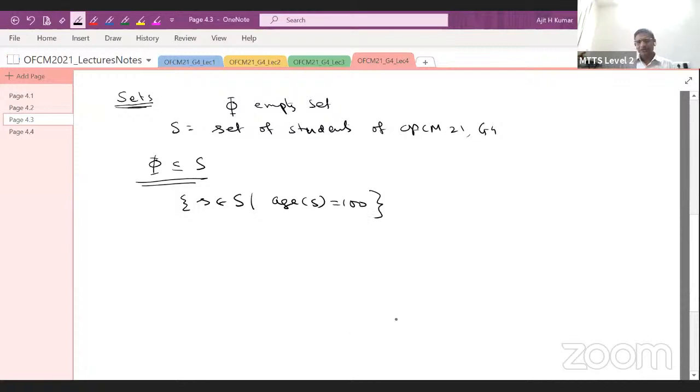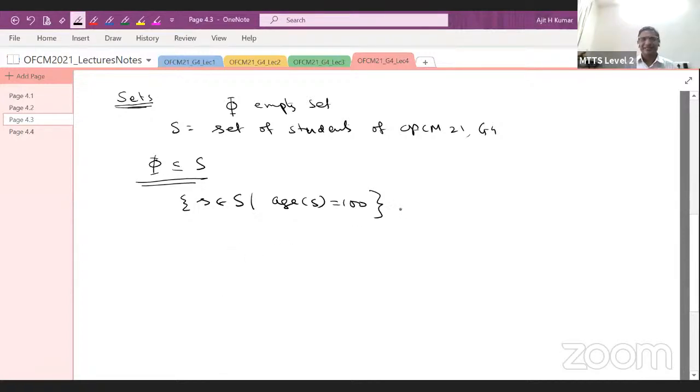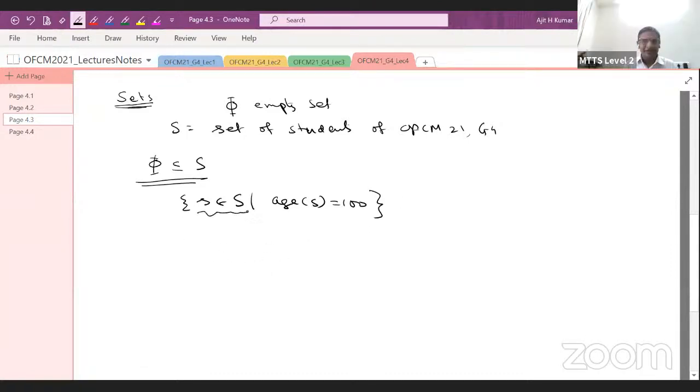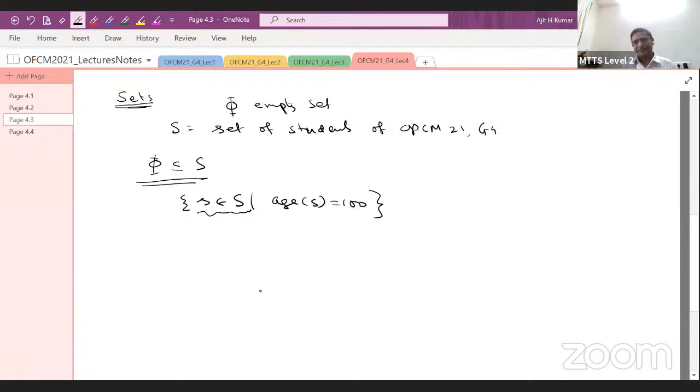Is there any student who is 100 years old? I don't think they'll be able to speak. I also think that nobody is 100 years. So therefore, this will be empty, isn't it? Yes, sir. So you see how we have written it: all those elements satisfying this property. Now all of you will have any number of examples.